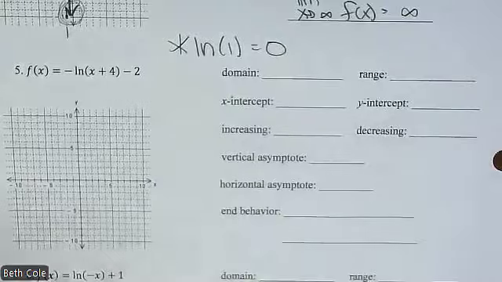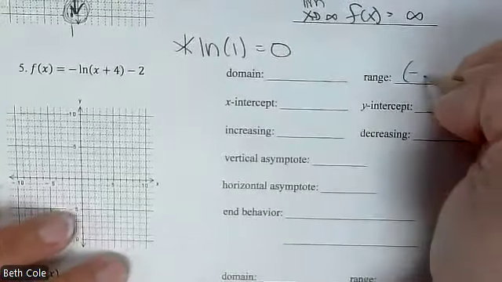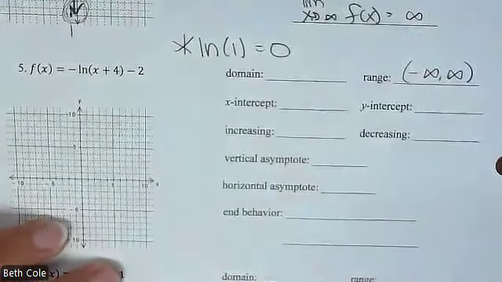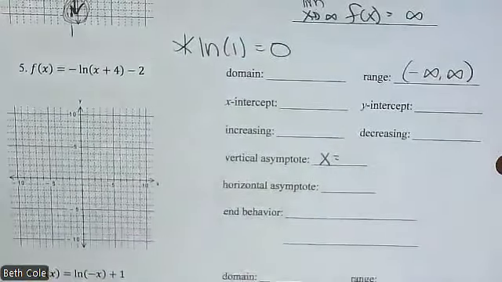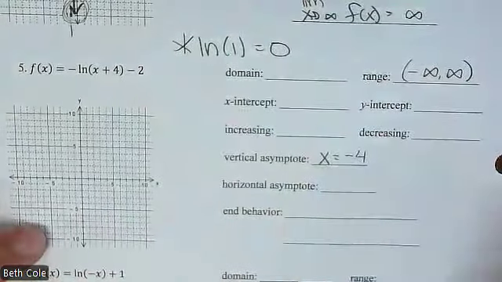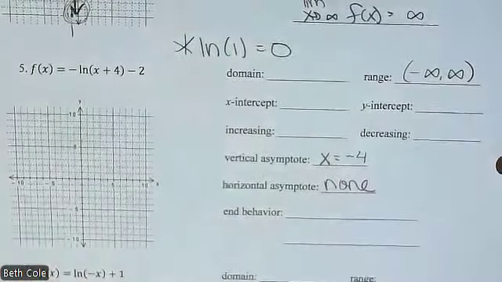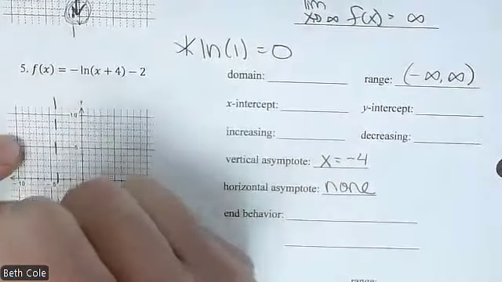So let's fill in our automatic stuff. What is an automatic thing? Range, everything. Vertical is x equals, did it move left or right? Yep, -4, very good. And then this is none. So you're going to dot that in at -4.